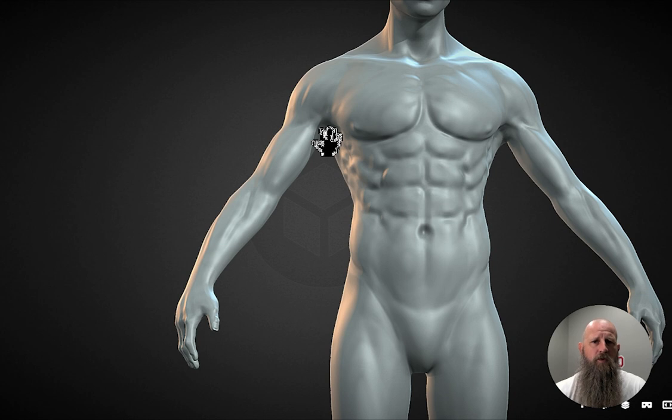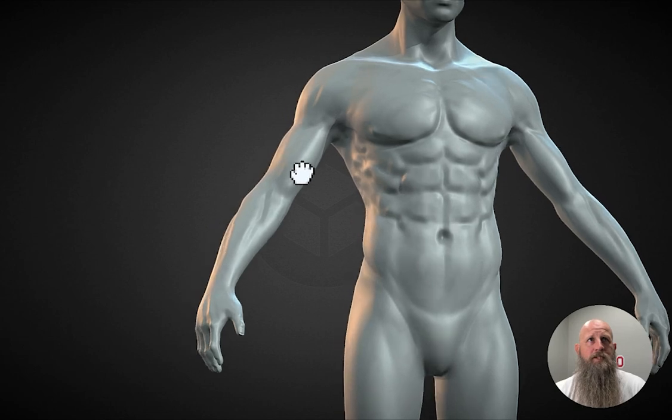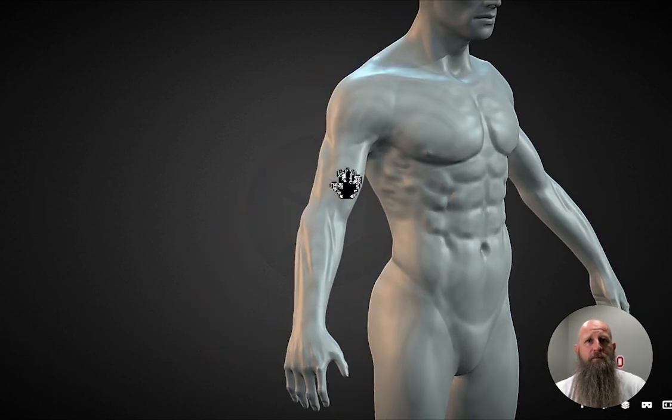So deltoid would be the shoulder, axillary would be the armpit. Here we have the brachium or the brachial region, both anterior and posterior. So where the biceps and triceps are, that's going to be the brachial region.